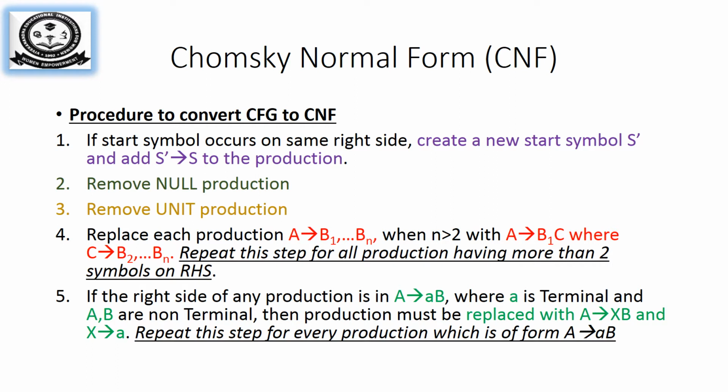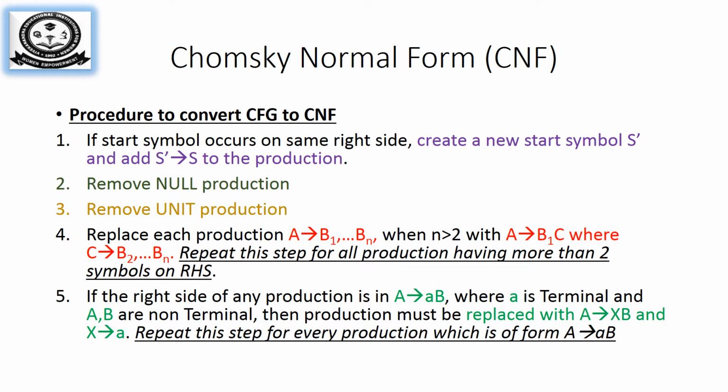And the fourth rule is, if you have a production such that A implies B1, B2, B3, B4 up to Bn, then it must be replaced with A implies C B1, where C implies B2, B3, B4 up to Bn. You have to repeat this process for all the productions, such that all the productions' right hand side has only two non-terminal symbols.